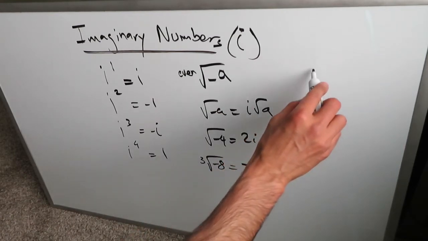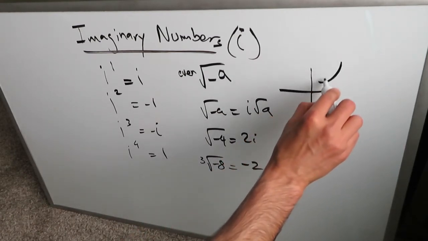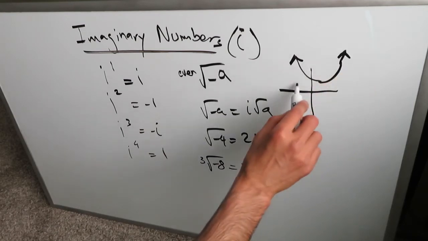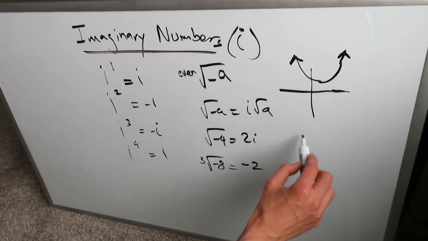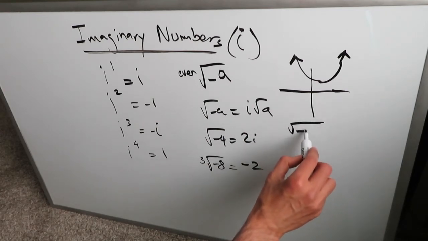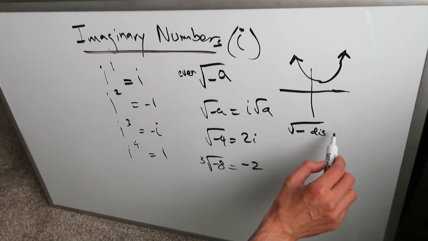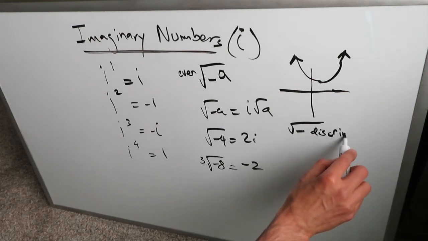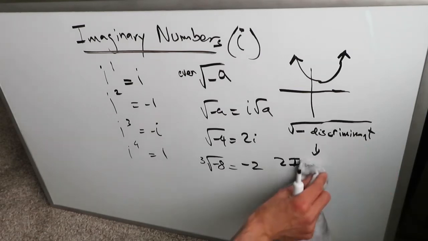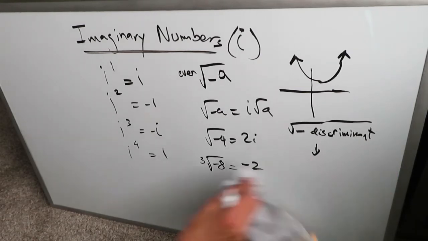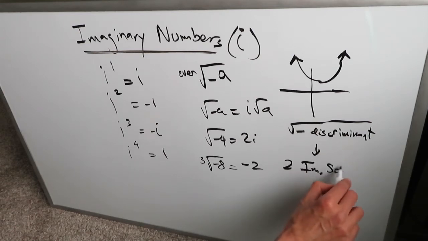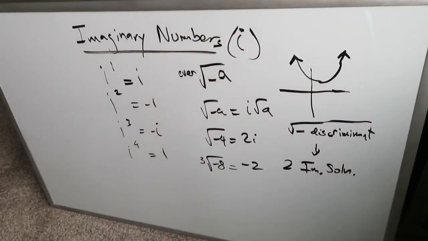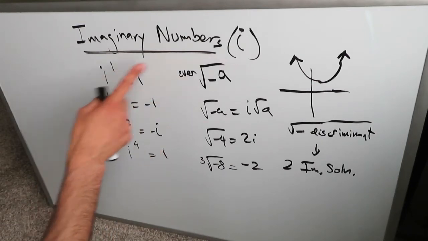Another way to look at it is in terms of a parabola. If you have an upward facing parabola, you have no intercepts in terms of the x-axis. There are no x-intercepts, right? But what if you have a minus discriminant? The discriminant is b squared minus 4ac. When you have a negative discriminant, you will get two imaginary solutions. Let's just use i for imaginary, and you get two imaginary solutions. So this is what imaginary numbers are about, where you get imaginary solutions, and you can represent them in terms of i.